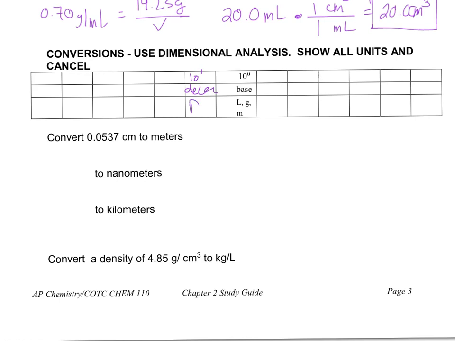And its symbol is capital D. So for example, if you have a decameter, that means you have 10 meters. Next is 10 to the second, which is a hecto. That's an H. So if you have a hectometer, that means you have 100 meters, 10 to the second. Next we have 10 to the third.